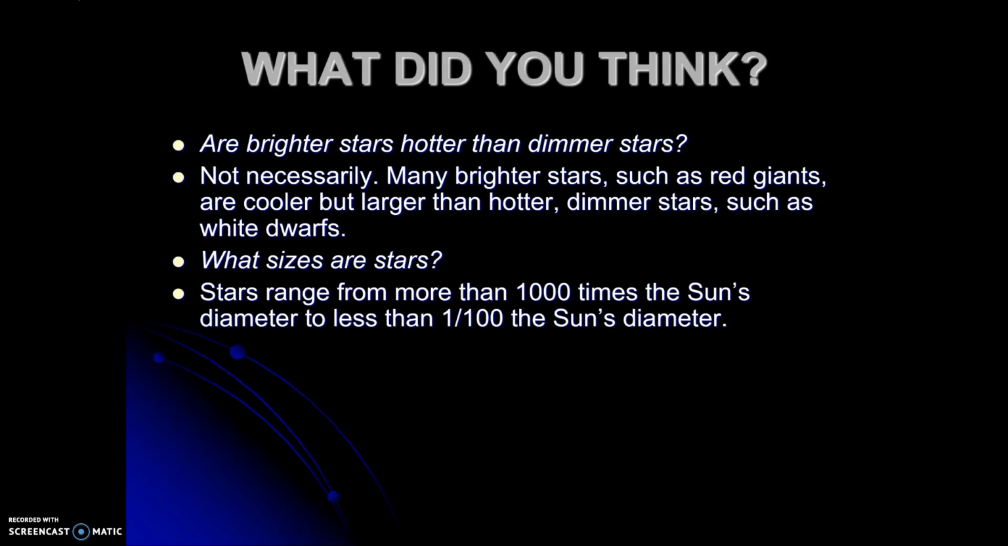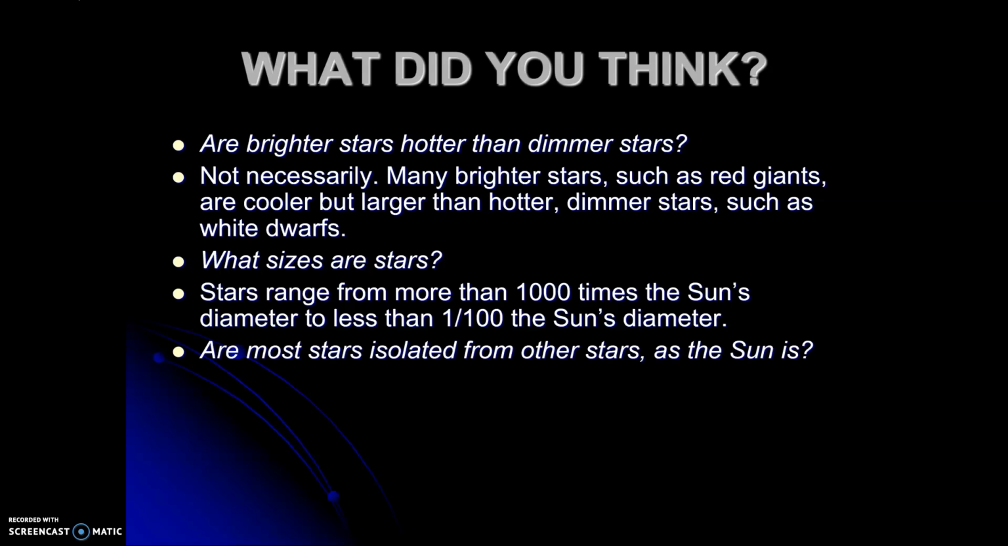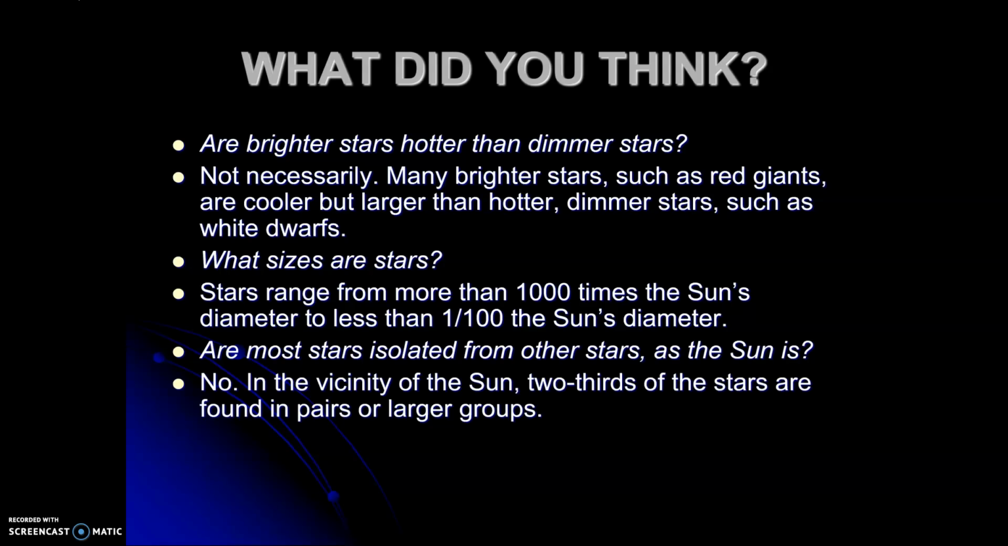What sizes are stars? Our stars range from 1,000 times the sun's diameter to 1 100th of the sun's diameter. So we have a huge difference in how large our stars can actually be. And then, are most stars isolated from other stars like our sun? No, we're going to see a lot of our stars found in pairs or groups. Okay, so this is the end here. If you have any questions about stars, this would be a great time to ask them.